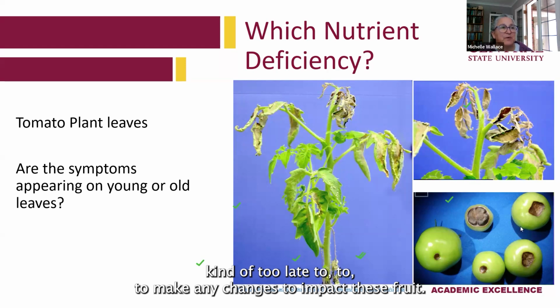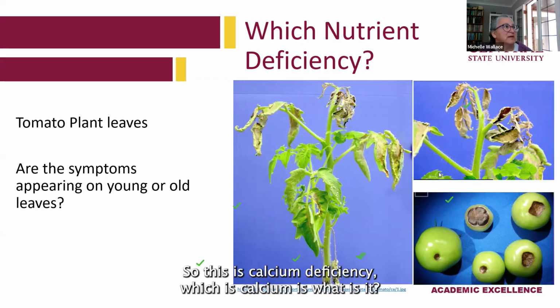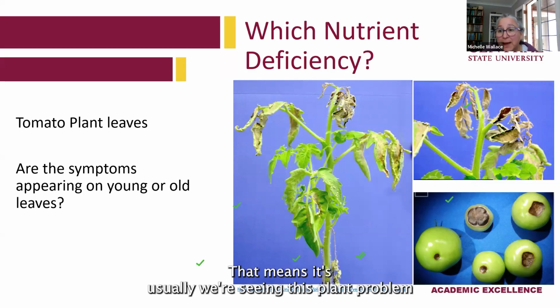So a lot of people, when they see this problem, it's kind of too late to make any changes to impact these fruit, but a growing season is long, you can help mitigate this problem. So this is calcium deficiency, which is calcium is, what is it? Is it mobile or immobile? So calcium is immobile.